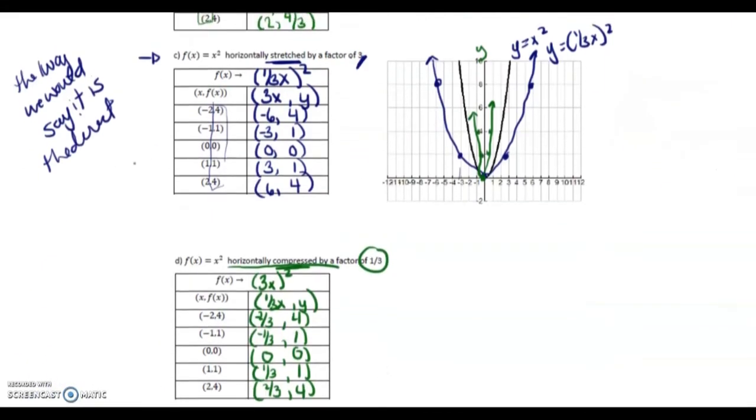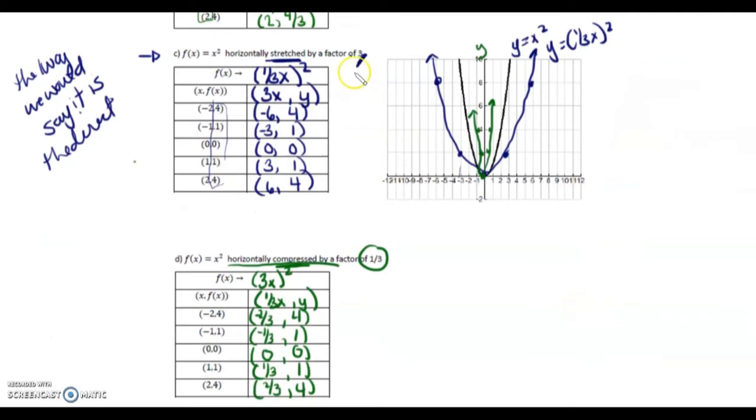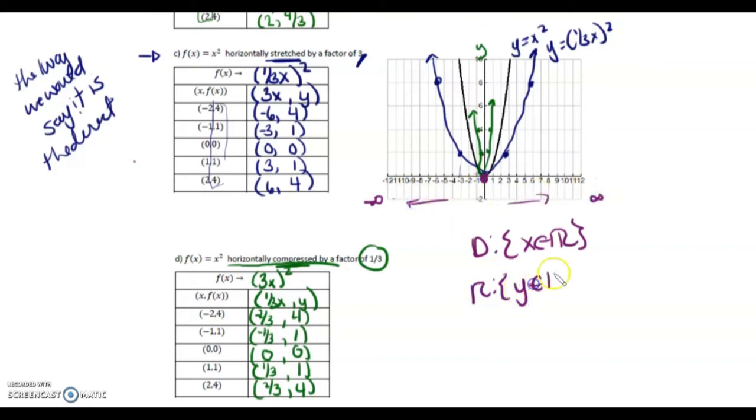Okay, and the domain and range here, again, the vertex didn't change. So domain is x is an element of the real number system. Okay, they still both go to negative infinity and to infinity. They stretch to the right and to the left forever. And like the starting point, quote unquote starting point for the y's is 0. So y is going to be greater than or equal to 0. And it opens up.